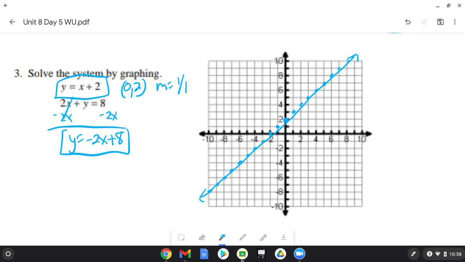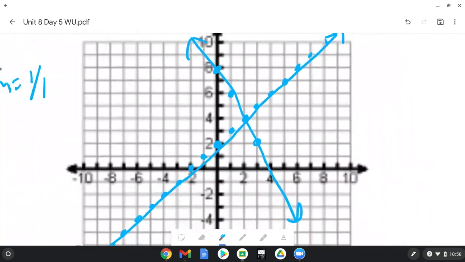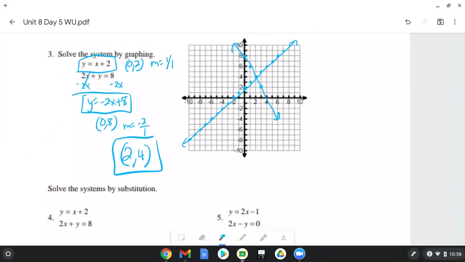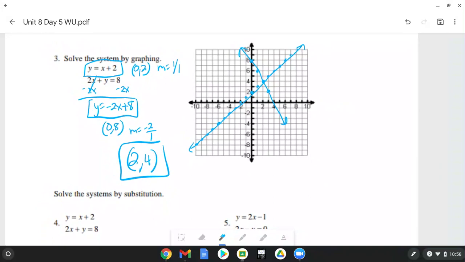My next one starts at 0, 8, and the slope tells me to go down 2 over 1. So 0, 8, and then down 2 over 1, down 2 over 1. It looks like I got a place where they cross here. So this is the spot. So that looks like it's at 2, 4 to me. So that would be your answer. Wherever the two lines cross is always your answer. So that covers solving the system by graphing.